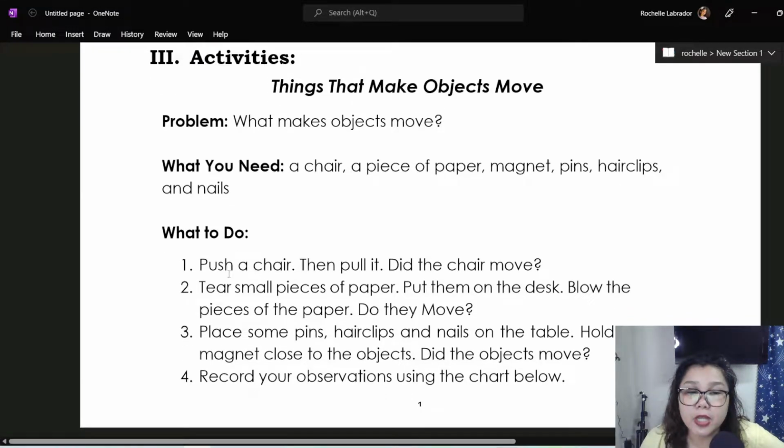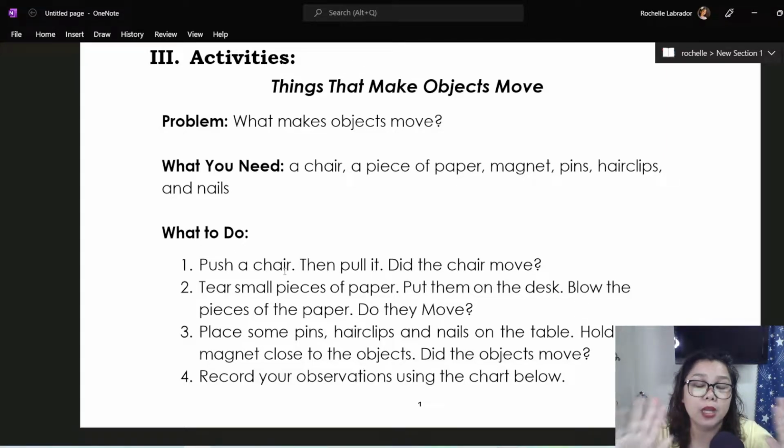First, using the chair, push a chair, then pull it. When we say push, you are making movement away from you, and when you say pull it, you are moving it towards you. So did the chair move?